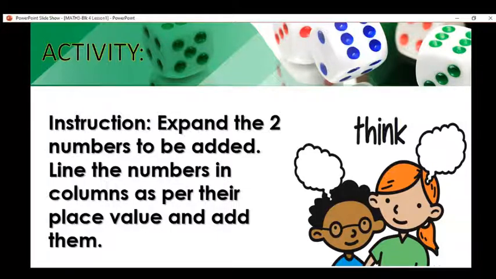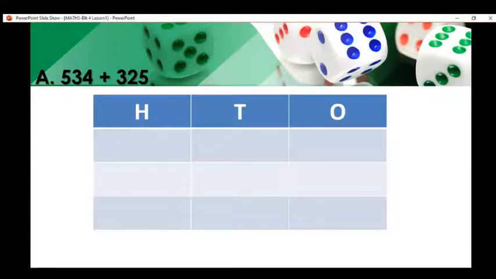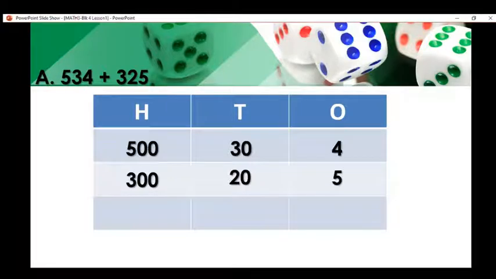Okay, let's start with our activity A. We have 534 plus 325. So we need first to find their expanded form. We'll start with 534. That would be 500 plus 30 plus 4. How about 325? That would be 300 plus 20 plus 5. Now that we are done expanding them, we can simply add them.